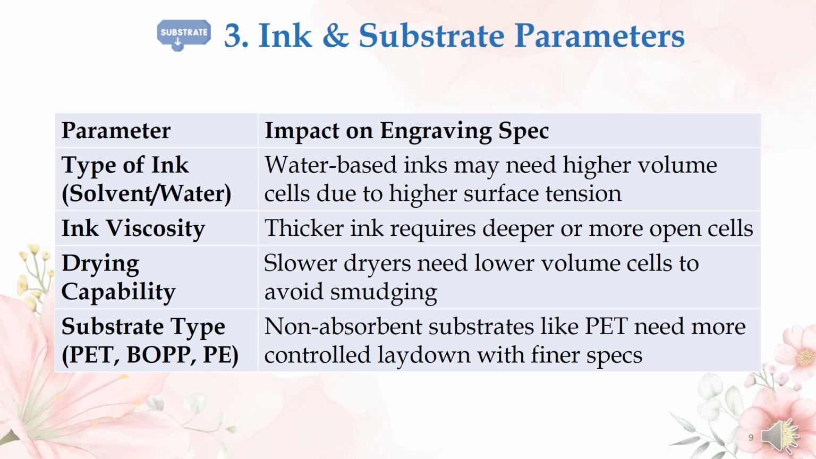Now let's discuss impact of ink and substrate parameters on engraving specs. Water-based inks may need higher volume cells due to higher surface tension. Thicker ink requires deeper or more open cells. Slow dryers need lower volume cells to avoid smudging. Non-absorbent substrate like PET need more controlled laydown with finer specs.